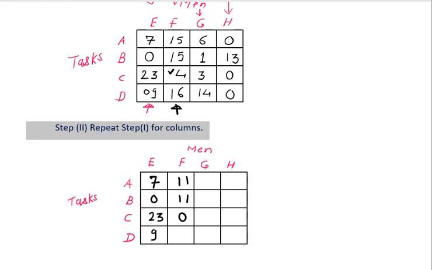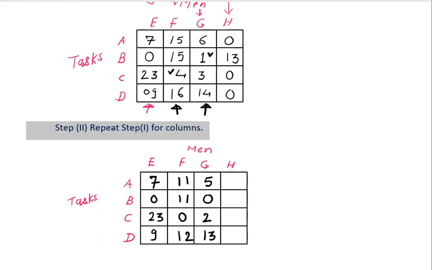And 16 minus 4 we get 12. Then look at the third column. Smallest entry is 1, subtract 1 from all the other entries in the third column. So 6 minus 1 is 5, 1 minus 1 is 0, 3 minus 1 is 2, 14 minus 1 is 13.